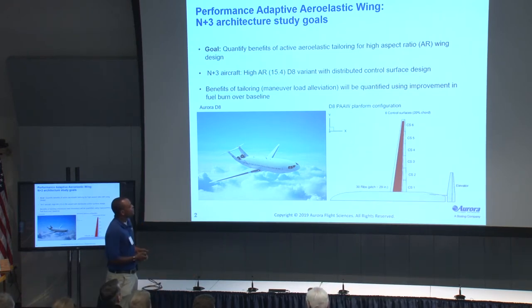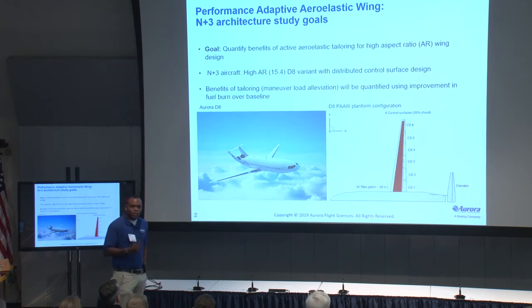So the idea is that during certain flight conditions, you can take a multi-objective approach. For instance, during maneuver flight, you can actuate the control surfaces in a way to reduce structural loading and get away with an overall lighter wing box structure. Then for nominal cruise flight, you can actuate the trailing edge control surfaces in a way to reduce the induced drag on the wing and improve fuel performance.